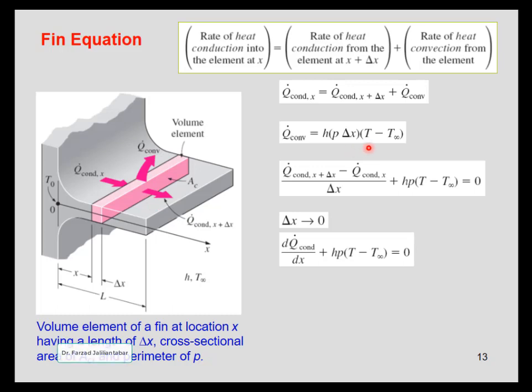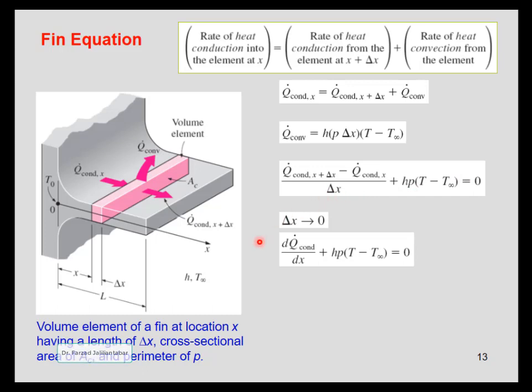By substituting this rate of heat convection into the previous equation and rearranging, we will have this: the rate of heat conduction from the element at X plus delta X minus the rate of heat conduction into the element at X, divided by delta X, plus hP times T minus T infinity, equals zero. This is only the result of substituting this equation into the previous one and rearranging.